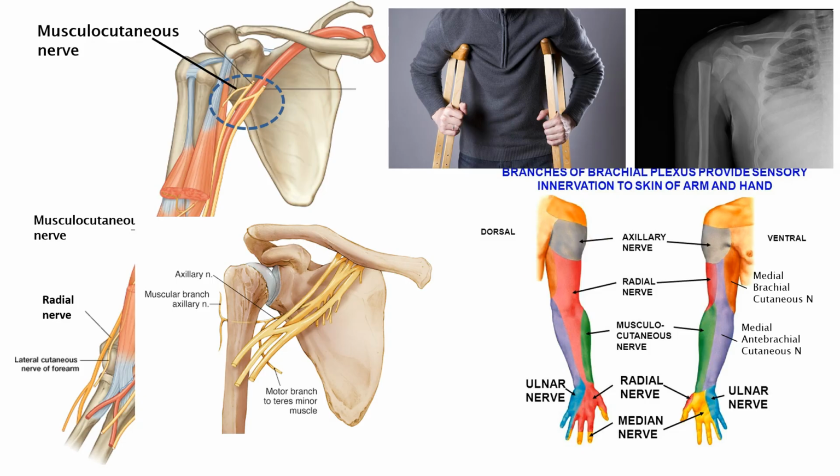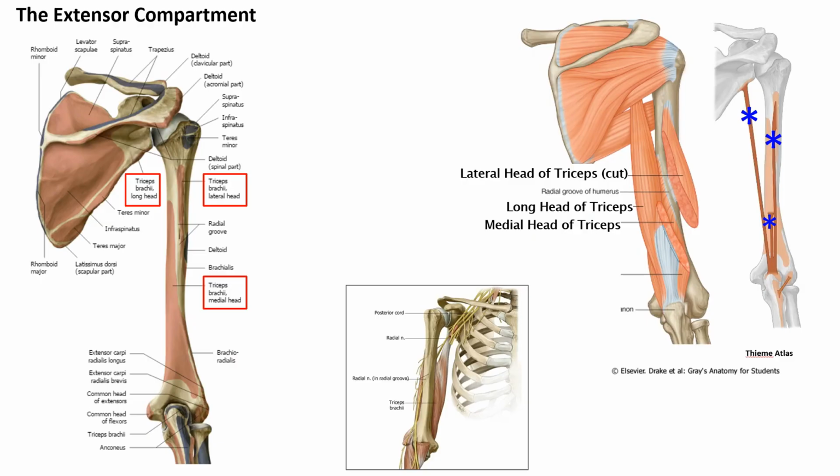The posterior compartment of the arm, or the extensor compartment of the arm, is essentially the triceps compartment. The triceps means it has three heads. We have the long head medially. Laterally is the lateral head. And underneath the lateral head, and medial to it, would be the medial head of the triceps.